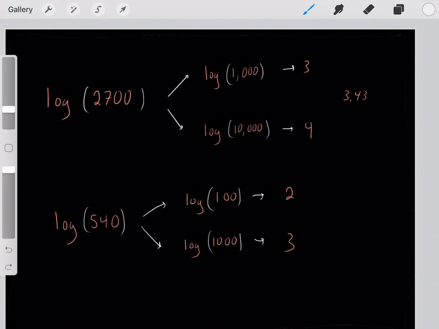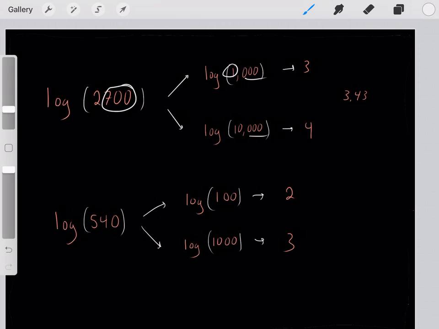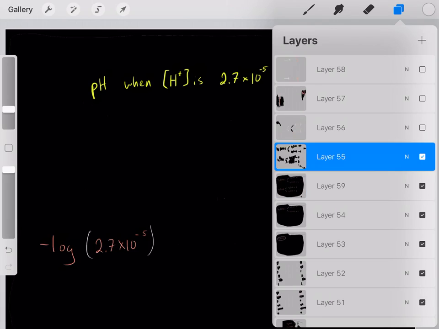And again, the point is, do 1 and 10. For this magnitude of the thousandth place, do 1 and 10. And then find those values and you know your answer will be in between them. But sometimes it'll be a little more tricky.